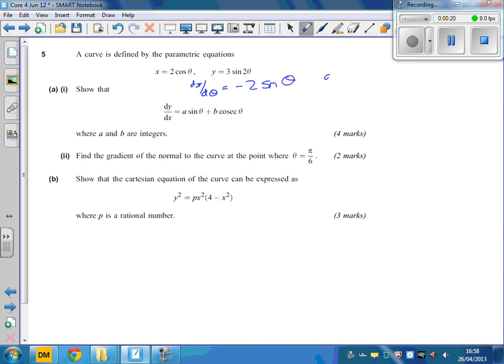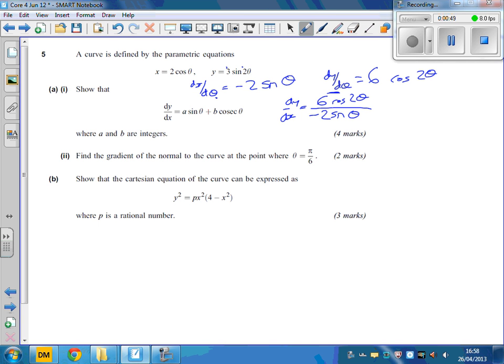Dy by d theta, the sine goes to cos. Cos of what? Cos of the same thing, the 2 theta. There's already a 3 outside, but I'm going to times by the 2. So I'm getting a 6 out here. So dy by dx is equal to dy by d theta times this one upside down. So I'm getting 6 cos theta, cos 2 theta, divided by minus 2 sine theta.